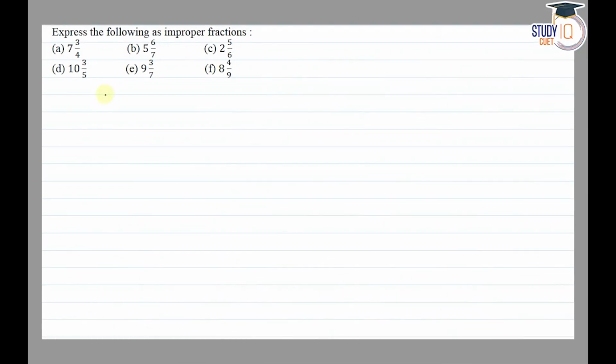Hello everyone. This question appears in Class 6 NCERT chapter of fraction. This is third question of its exercise 7.2. So the question says that express the following as improper fraction.